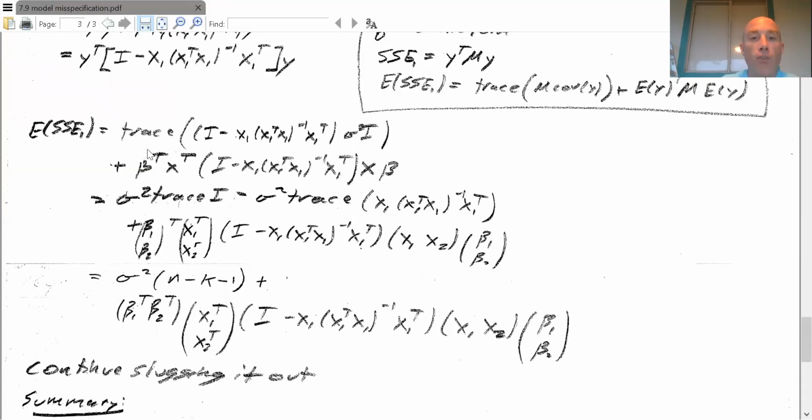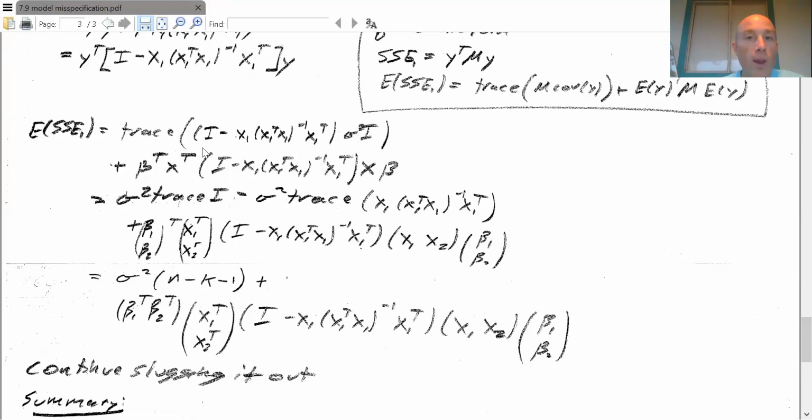So we have a trace part, and then the expected value on the left, the expected value on the right, and then we start working through this. Something key here is that I have the identity matrix, so I've got sigma squared times this stuff inside a trace. The trace is an addition, so I know that I can factor out that sigma squared. So that's how the sigma squared ends up here.